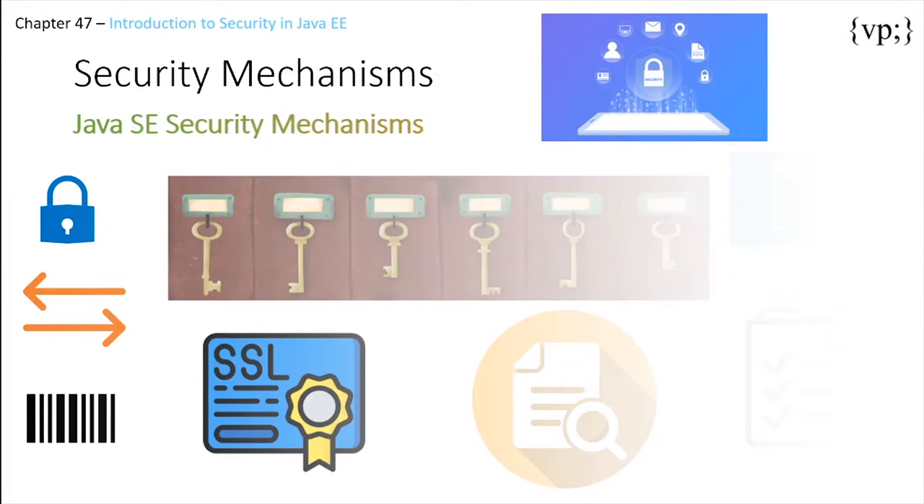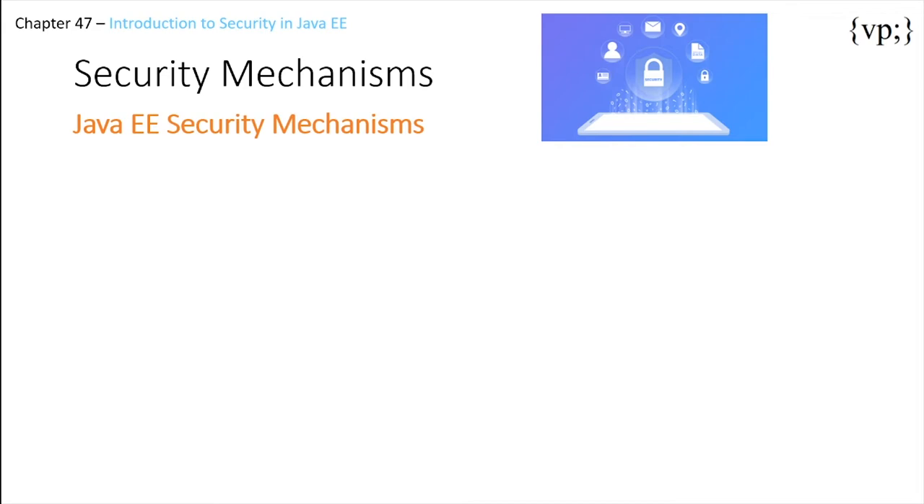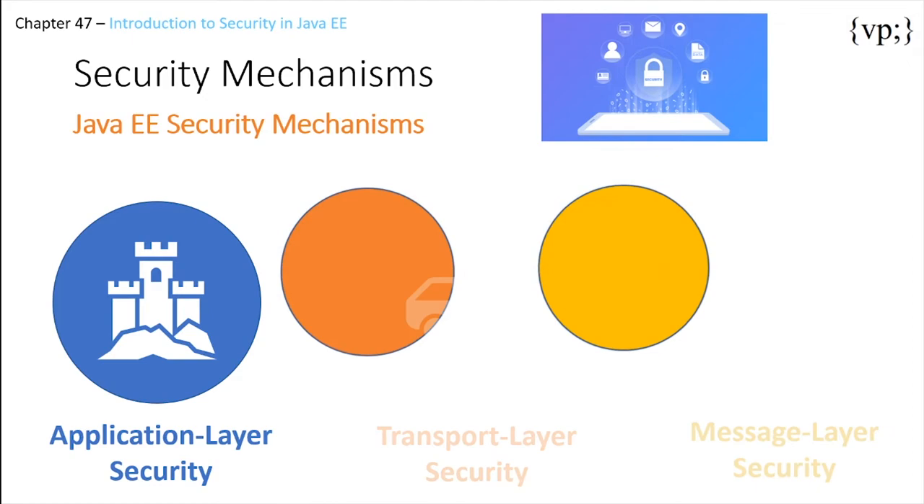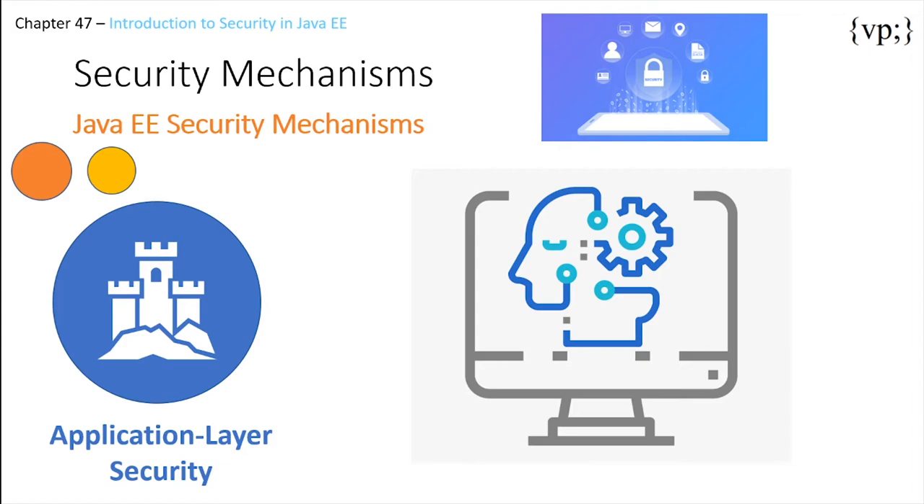Now that you have a basic understanding of Java SE security mechanisms, we can cover what Java EE builds on. These security mechanisms are the application layer, transport layer security, and message layer security. So the application layer security is the strongest type of security of the three, as this type is uniquely specialized for the application it is built for.